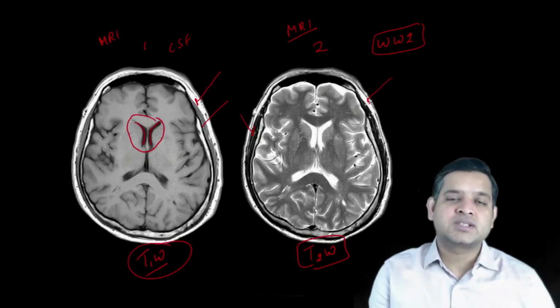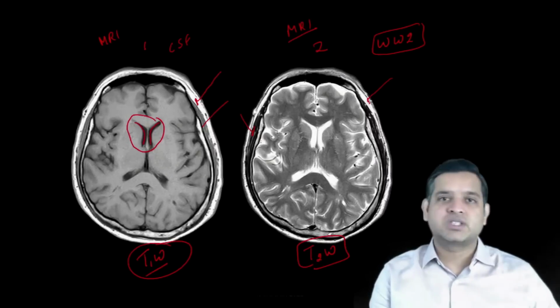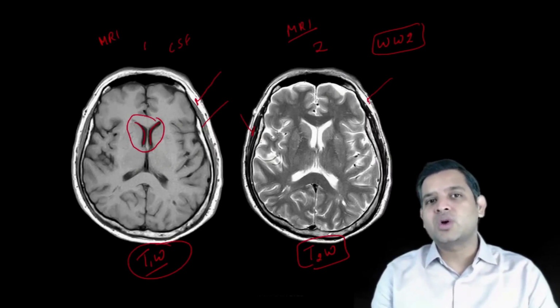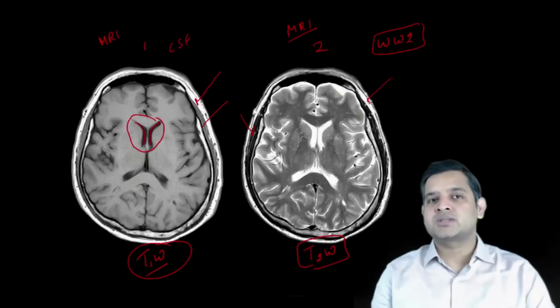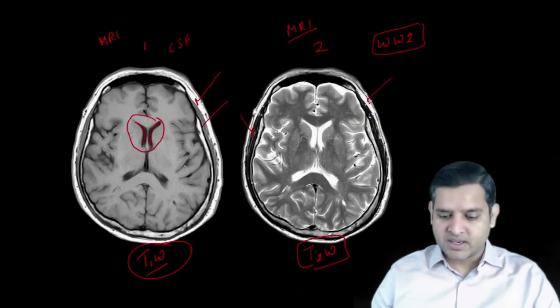There are chances that somebody may ask you this question in the exam, not just for an MRI: which one is a T1 and which one is a T2? Look at the water. If the water is black, it is T1. If the water is white, it is a T2 weighted MRI.